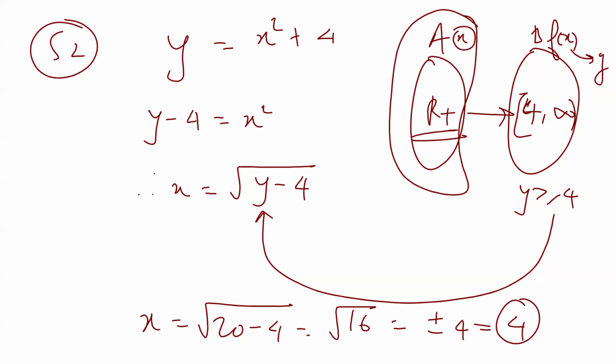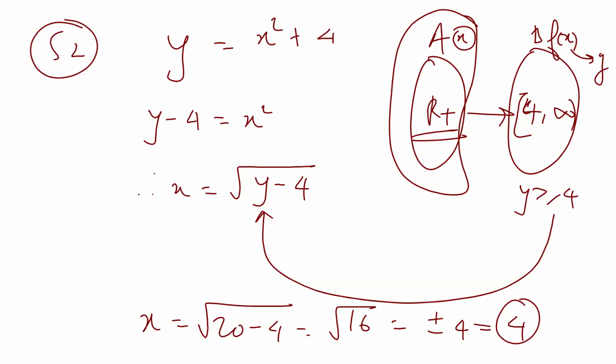So that's the reason why for every real value of y which is greater than or equal to 4, there will be a positive real value of x in the domain. So for every object in the codomain, there will be a pre-image in the domain. Hence, it's an onto function.